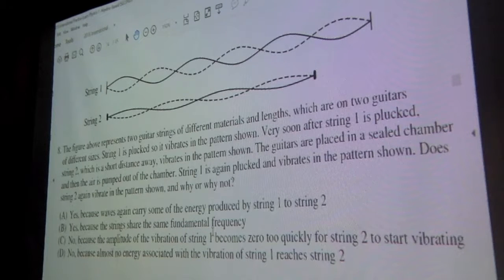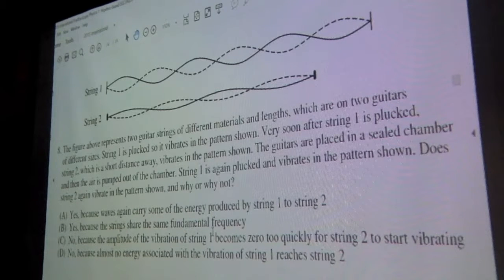Therefore, one thing you have to understand is this: when you look at a problem, don't let the problem perplex you. When you see so much, you may suddenly think that the problem is a big one, but read it carefully, and you can easily understand this whole thing is based on just 2 words. String 1 is plucked, so it vibrates in the pattern shown.